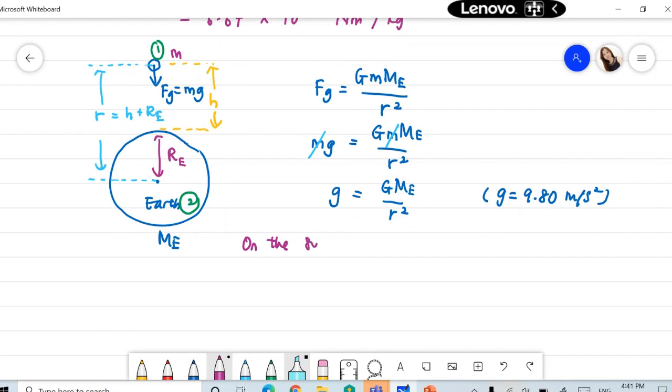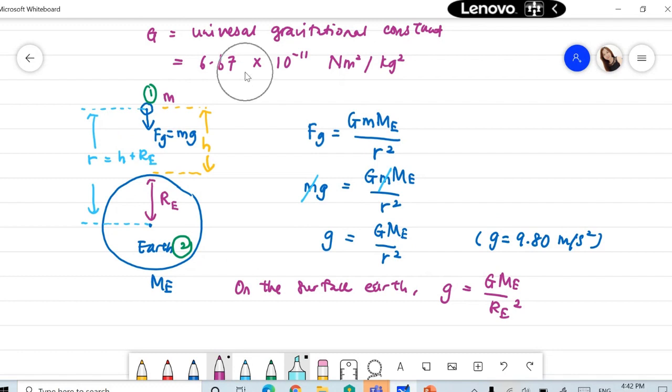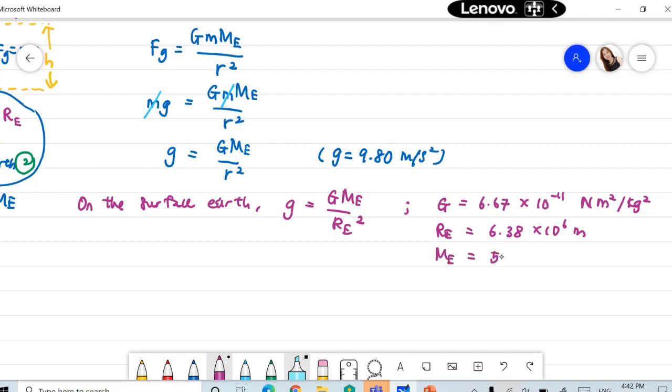On the surface of Earth or near the surface of Earth, g is equal to G M_E divided by R_E squared. G is called the universal gravitational constant, which is equal to 6.67 times 10 to the power negative 11 newton meter squared per kilogram squared. M_E is the mass of Earth, which is a constant. R_E is the radius of Earth, which is a constant with a value of 6.38 times 10 to the power 6 meters. M_E is another constant, where the mass of Earth has a value of 5.98 times 10 to the power 24 kilograms.